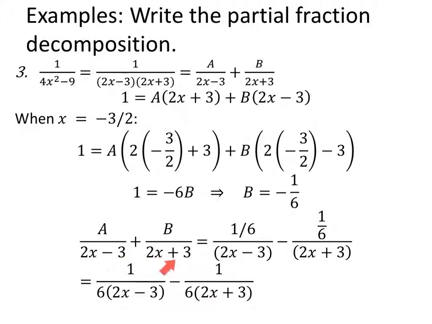Writing my form, replacing A and B appropriately, I have a minus sign in the middle rather than a plus a negative 1/6. And if you prefer, you can write the 6 in the denominator. Just make sure you keep the parentheses around your linear factors.